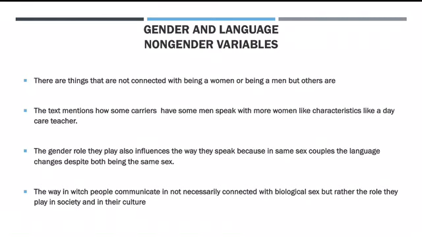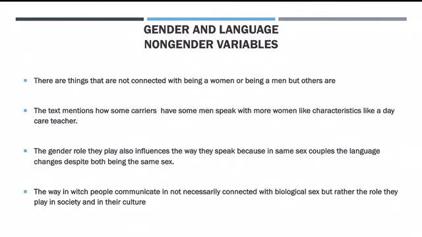Gender and language, non-gender variables. There are things that are not connected with being a man or being a woman. The text mentions how some careers may have men speak more with woman-like features or characteristics. For example, a daycare teacher.